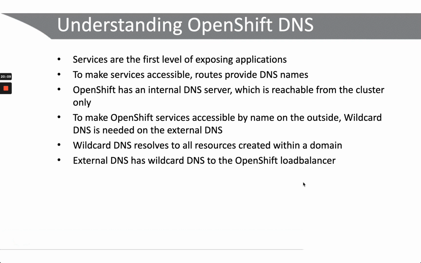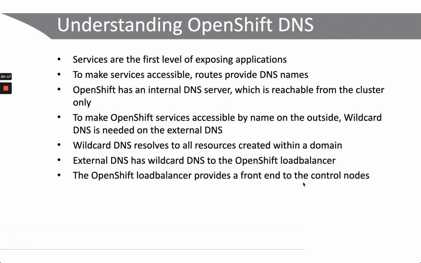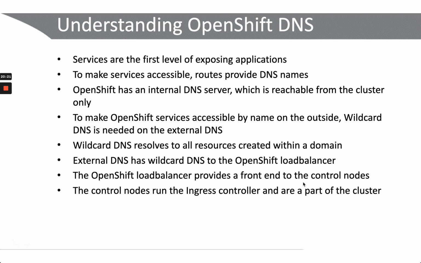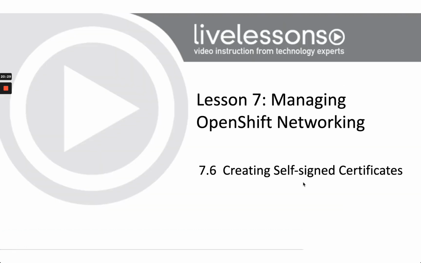Now, external DNS has wildcard DNS to the OpenShift load balancer, and the OpenShift load balancer, which is the route, provides a front end to the control nodes, and the control nodes run an Ingress controller that is a part of the cluster, which is the route, and that makes that through this system you get access internally.